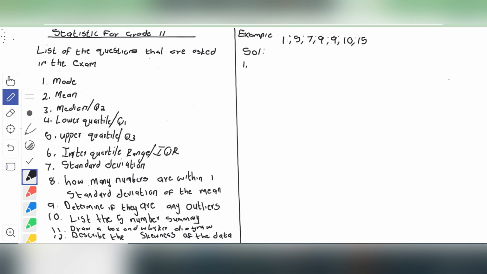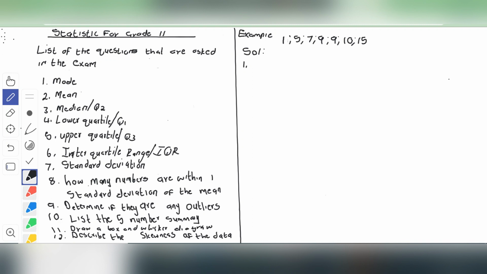Now I'm going to explain every question using this example, where the data set is 1, 5, 7, 9, 9, 10, and the last one is 15, right? So let's start.